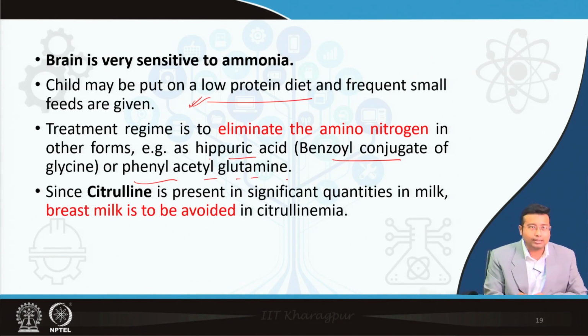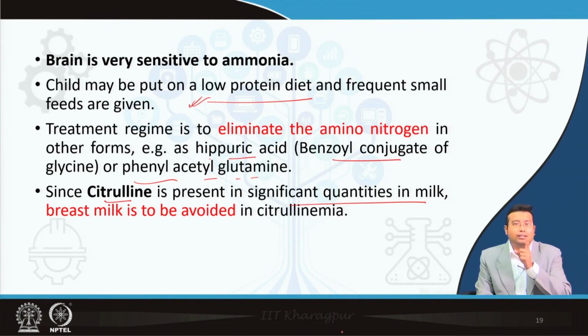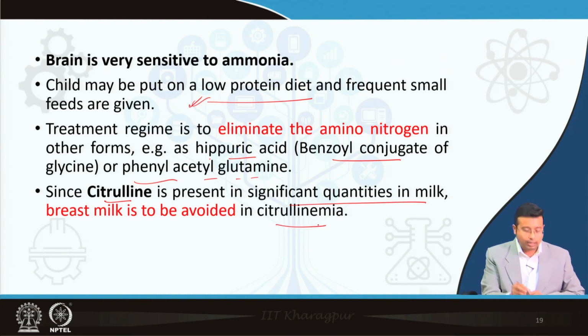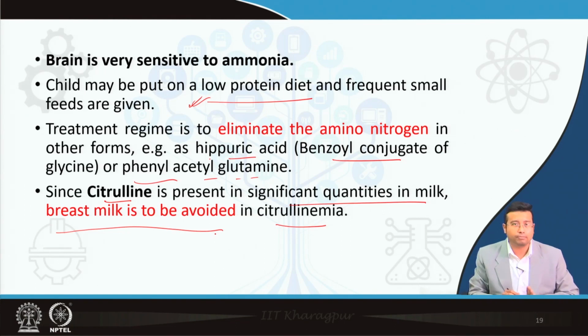Next, one thing to be noted: since citrulline is present in significant quantities in milk, there is a concern with deficiency. You can tell it right now, when citrulline is acting, in what reaction is citrulline being converted to the next product? If that enzyme is deficient, naturally citrulline will accumulate and that will lead to citrullinemia. So, in case of citrullinemia, breast milk is to be avoided, because citrulline is already increased due to deficiency of the urea cycle. We do not need an extra amount of citrulline from the diet.